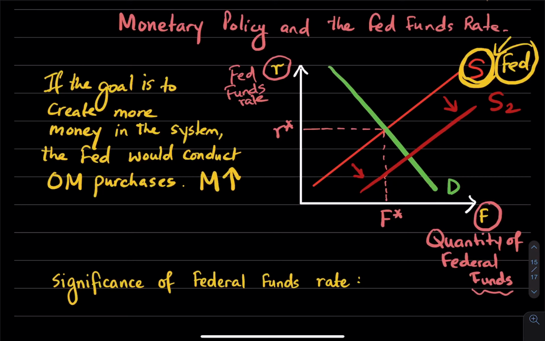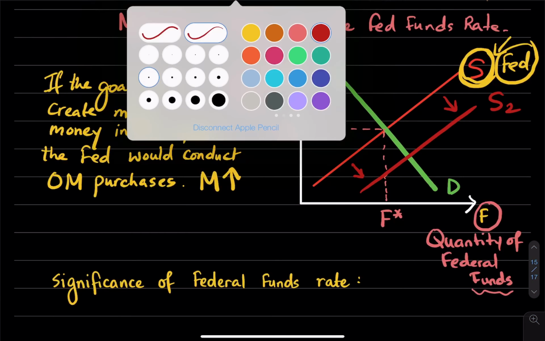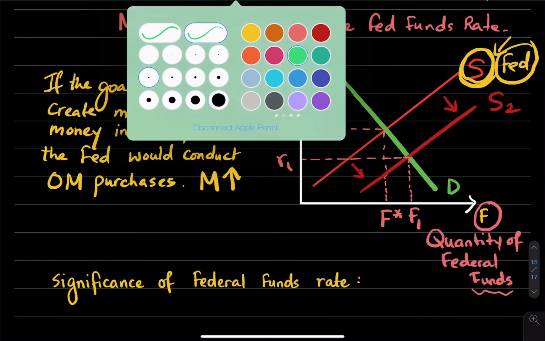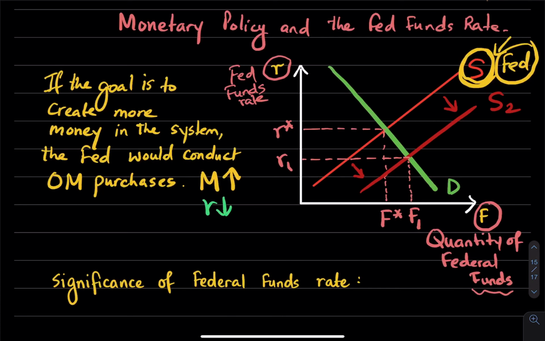A downward shift of the supply curve tells us that there are more funds available now. So the new intersection between the old demand curve and the new supply curve is here at F1, at which we are at a lower interest rate than before. Okay, so anytime the Fed wants to create more liquidity in the system or have more reserves in the banking system, it can do so by doing an open market operation, specifically an open market purchase, and reduce the interest rate. So R goes down, and this would stimulate the economy, right?